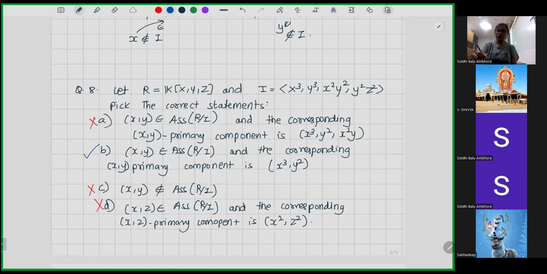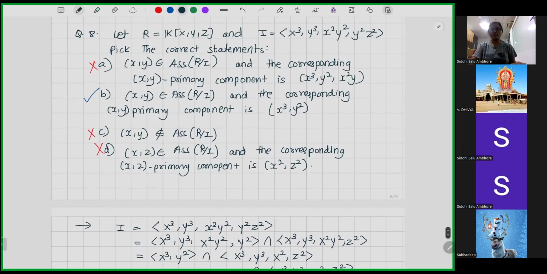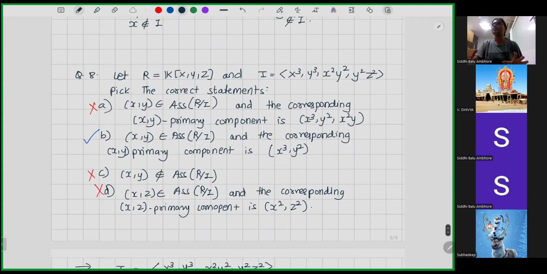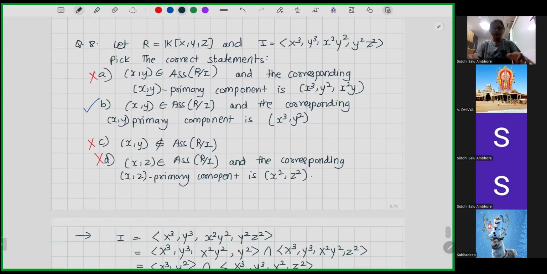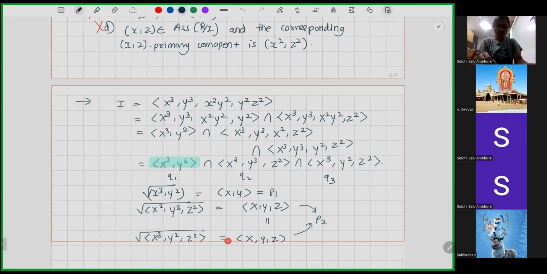So the first one is wrong, and that's why the only correct option is this, and this is indeed true: (x, y) is an associated prime with the (x, y) primary component (x cube, y square), and that's it. So any doubts here? Like how we calculated, and how the associated primes and radicals in a primary decomposition work? For this (x cube, y square), the radical is this. Okay.